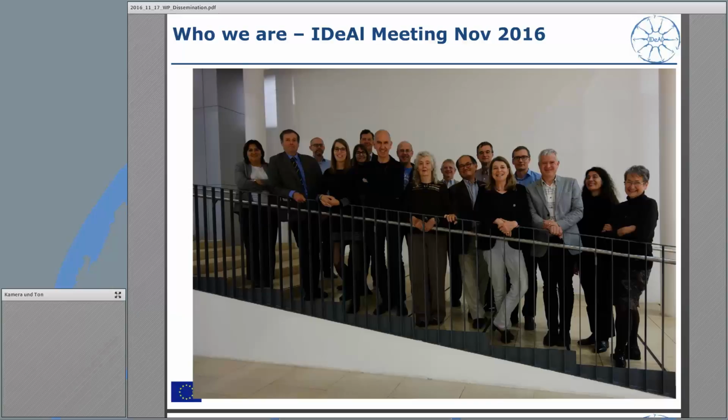So on the picture now shown, you can see mainly the work package leaders and some of the members of the advisory board.